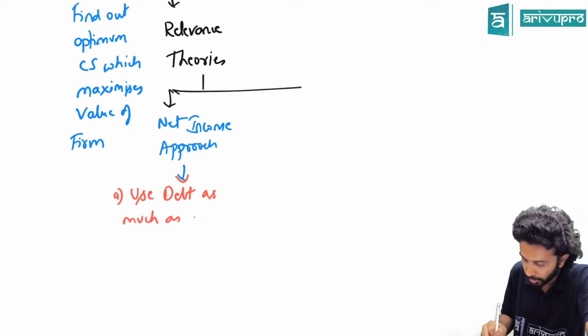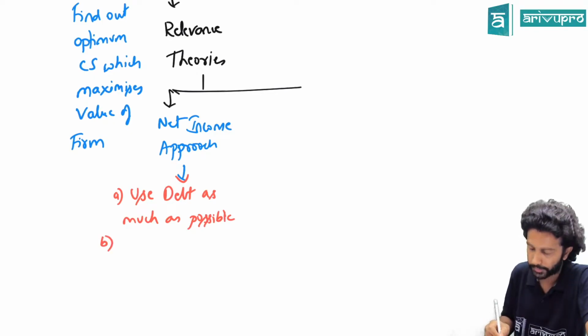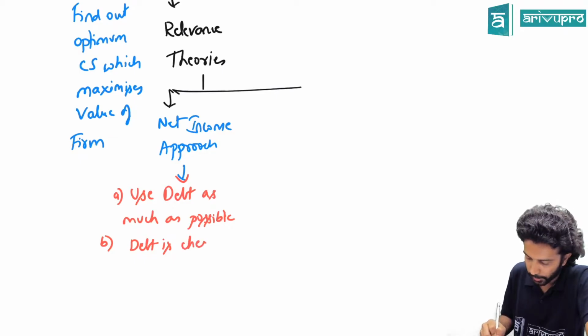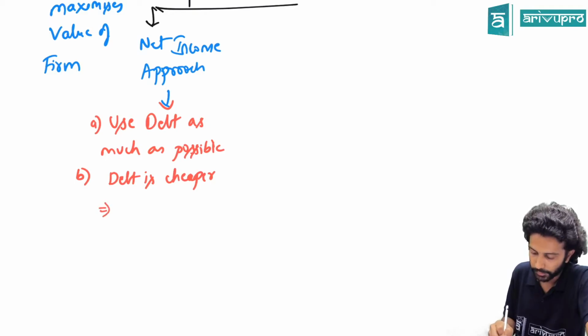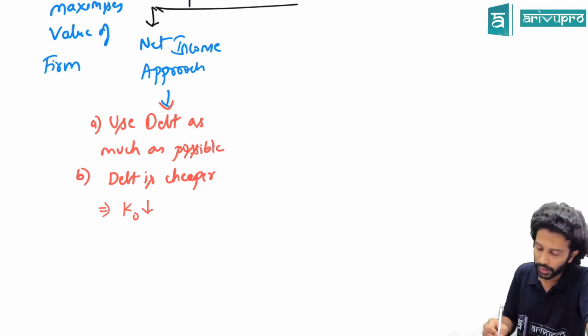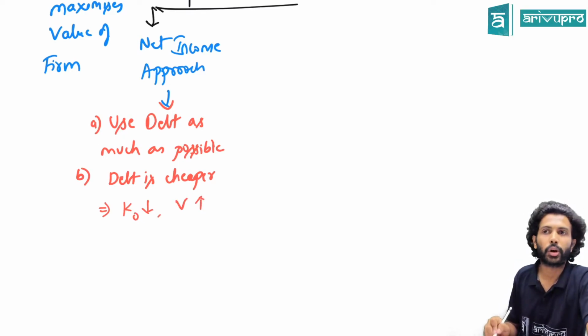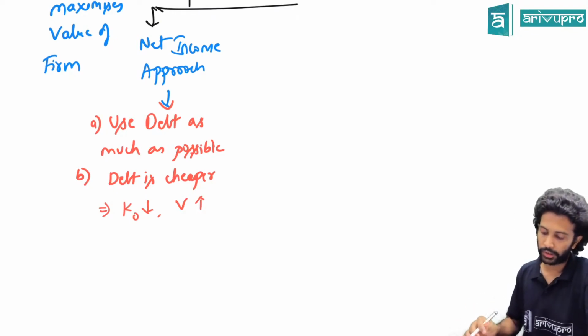as much as possible. Why do we have to use as much debt as possible? What is the funda of this? Because debt is cheaper. And because debt is cheaper, it would imply what? The overall cost of capital will reduce, so the value of the firm will increase. Yes or no? So wealth of the organization will increase because of this. That is the funda of net income approach.